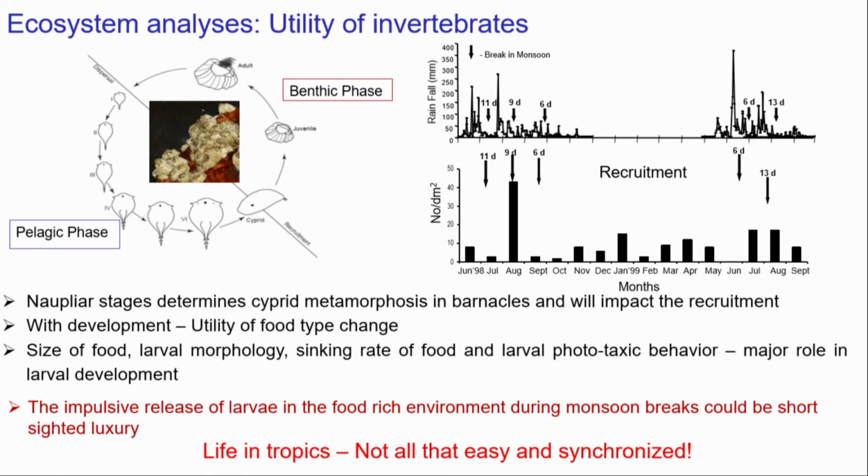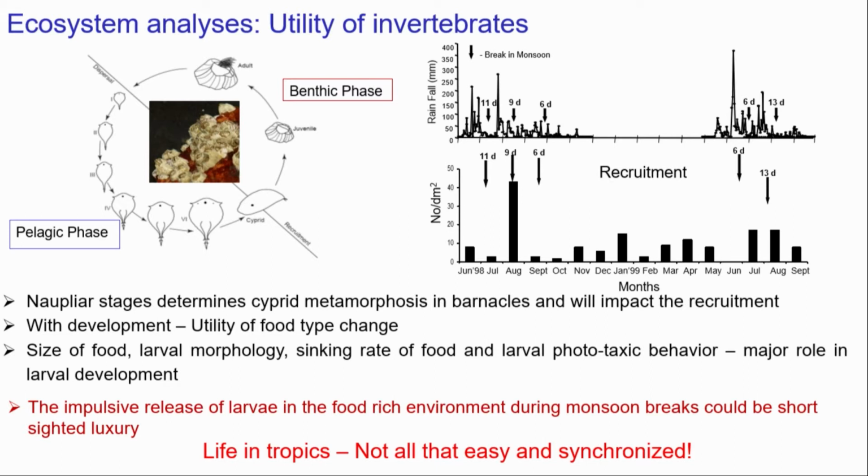After this, it is very important how these organisms can be used for ecosystem analysis. The title I have given is Ecosystem Analysis, Utility of Invertebrates: how you can utilize these to study what happens in ecosystem functioning. The example I took here is a barnacle, which is a very important marine invertebrate and also a fouling organism.